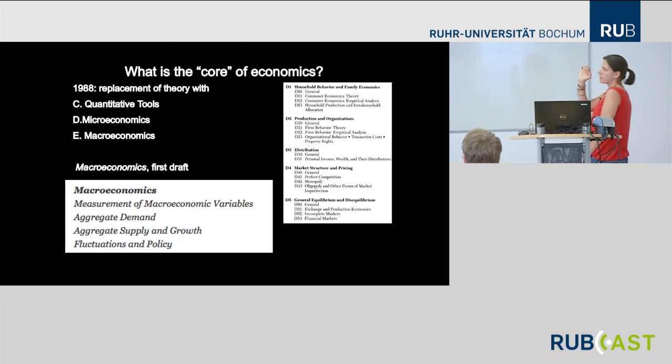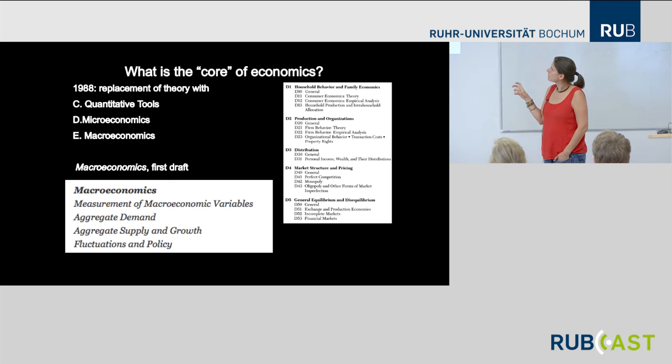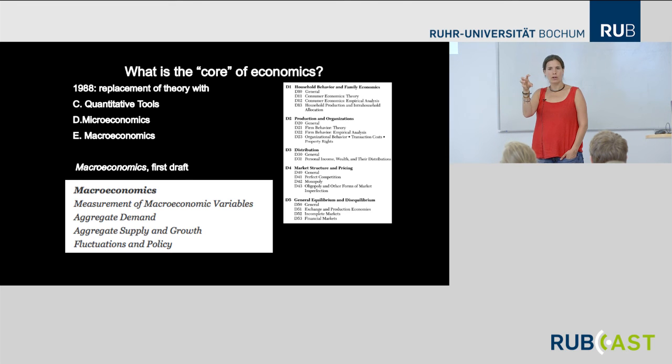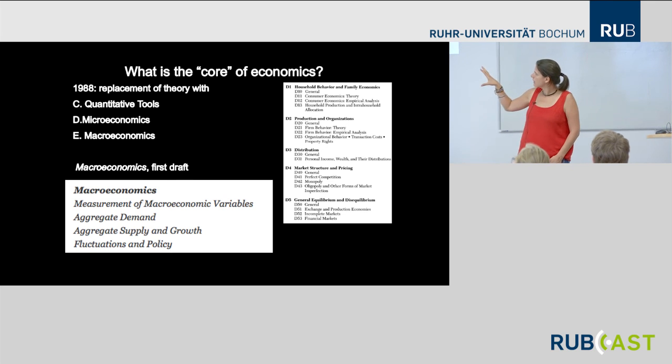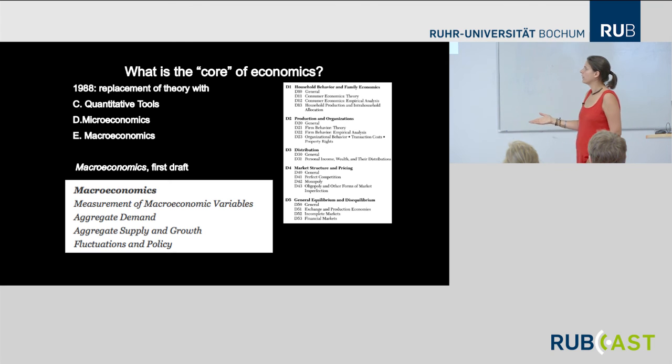My second question is what's the core of economics? If it's not theory anymore, because there is not a theory category anymore, what is the core right now? Okay, so in the last revision in 90, theory was replaced with quantitative tools, microeconomics and macroeconomics, which is the three first courses you have basically after principles, right? In the first two years, you're learning a lot about quantitative techniques, statistics, and then econometrics. You're learning your micro theory and you're learning your macro theory, okay?